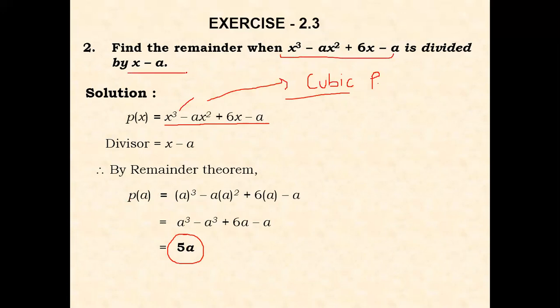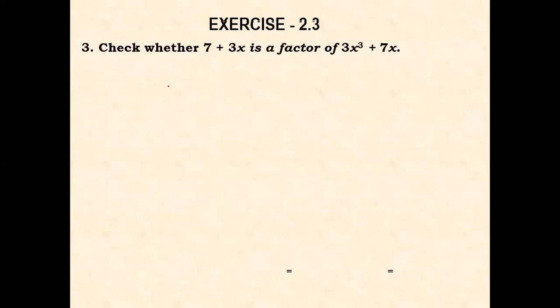So the question is very simple, but you need to understand a is any real number. A is any real number that can be any rational or irrational. I hope you understood this question number 2. Now next we have question number 3 of your exercise. Now check whether 7 plus 3x is a factor of 3x cubed plus 7x.